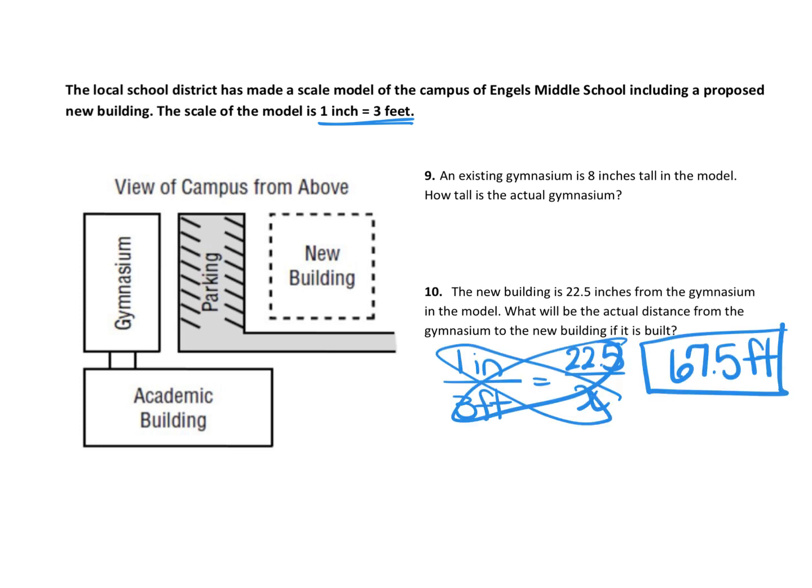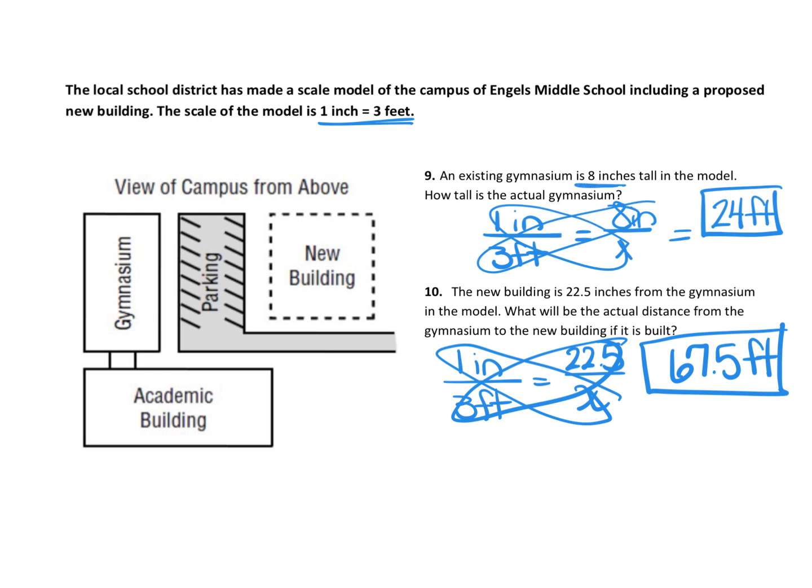All right, so question number 9, it said that the existing gymnasium is 8 inches tall in the model, and how tall is the actual gymnasium? So you would set that up as a proportion, and 1 inch all over 3 feet is equal to 8 inches all over, well, we don't know how many feet, and then you cross multiply and divide, and you should have 24 feet. For question number 10, you have 22.5 inches. So again, you are multiplying that by 3, and so you should have 67.5 feet.